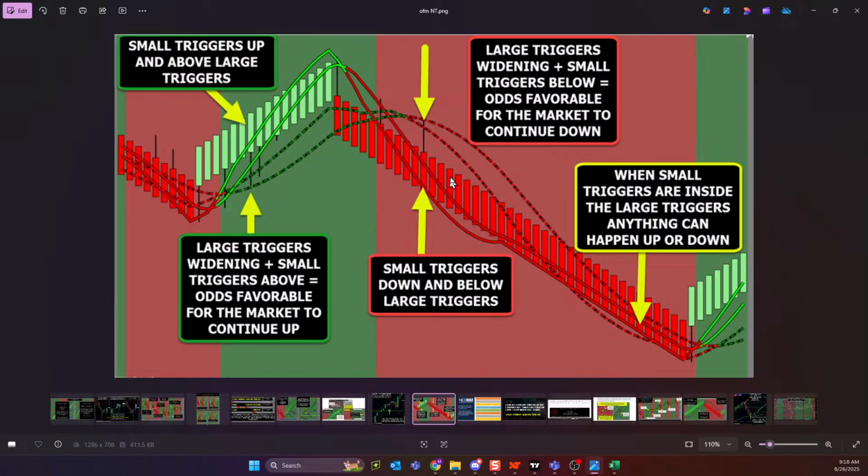Smalls below the large, space between the two, that's your strong trigger. The odds are favorable for the market to continue down. Odds favorable momentum, you're going to see it on charts all day long. OFM, you're going to hear people annotating.